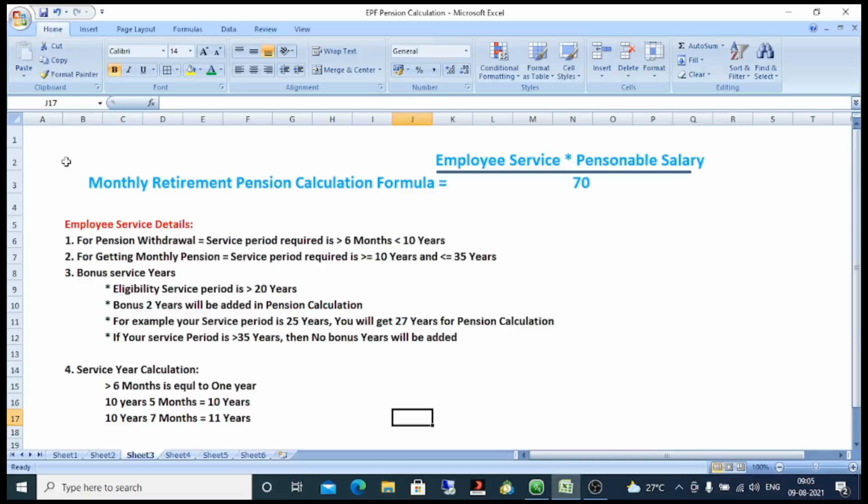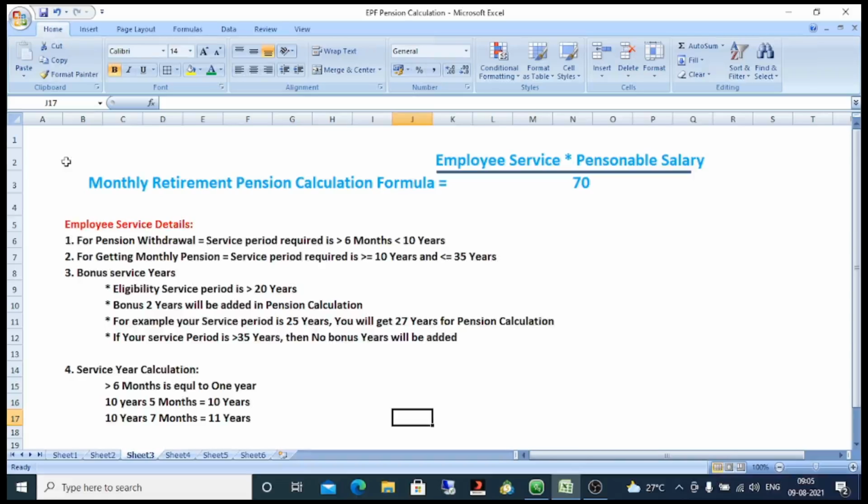Bonus: if the person's service period is greater than 20 years, EPF gives 2 years bonus for the employee service calculation. So if you have 20 years service, you will get an additional bonus of 2 years, so 22 years will be calculated for the formula. For example, if your service period is 25 years, you will get 27 years for pension calculation. If your service is greater than 35 years, then no bonus years will be added.